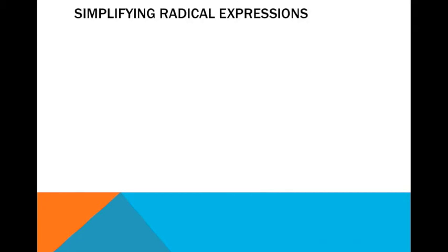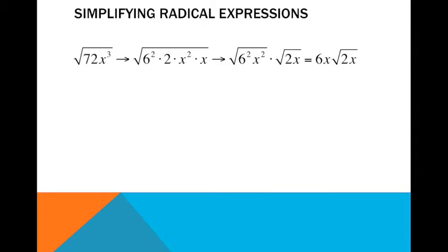Next, we're going to work on simplifying radical expressions. The square root of 72x cubed can be simplified to the square root of 6 squared times 2 times x squared times x. When simplifying, you need to remember to break it down, so like terms can be combined. Once you've combined like terms, you'll get the square root of 6 squared x squared times the square root of 2x, which equals 6x root 2x.